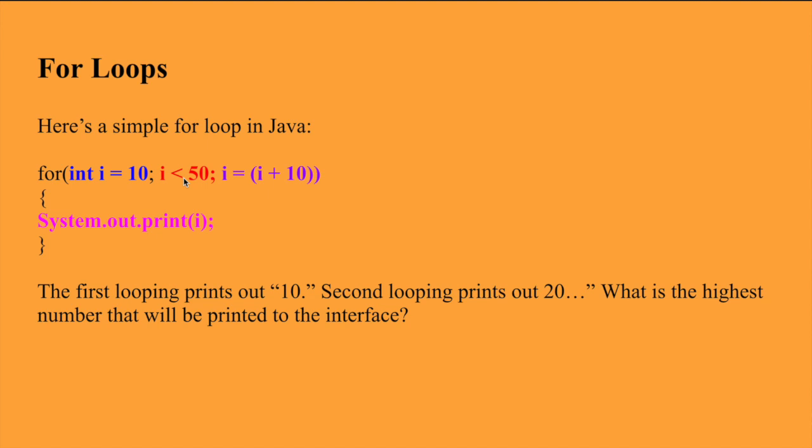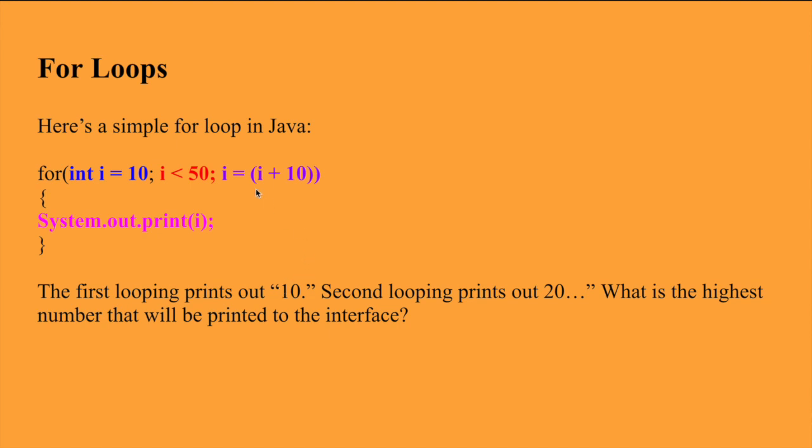For the next step, we jump down the line to the pink code. The purple code is here, and though it's on the same line as the red and blue code, it will be executed later after the pink code. So anyway, the code in red is true, then the pink code is executed. The value of the integer i is printed to the interface, which is 10. The first looping prints out 10.